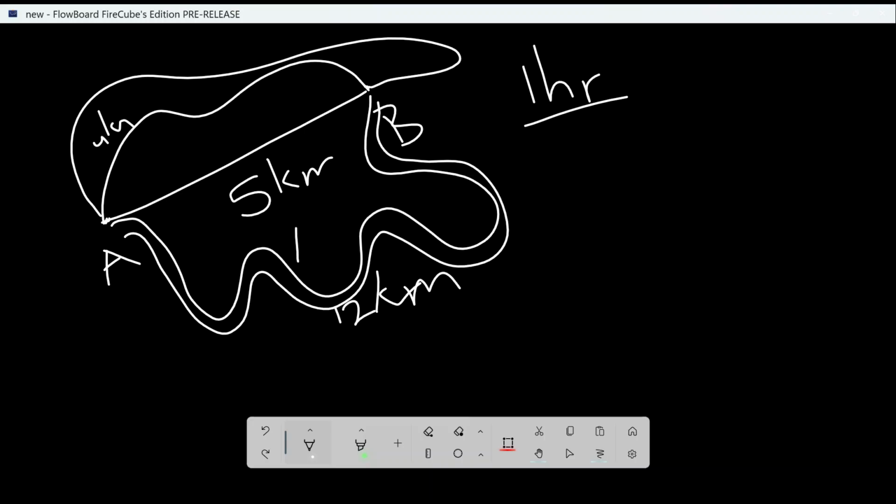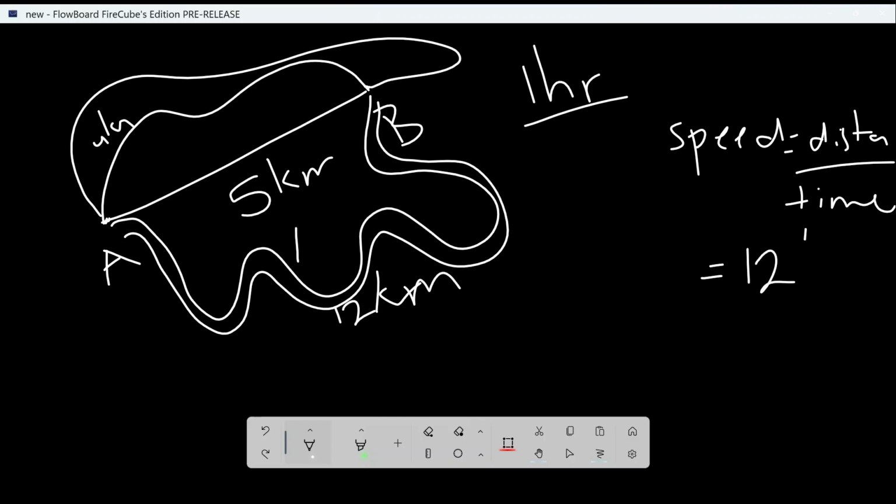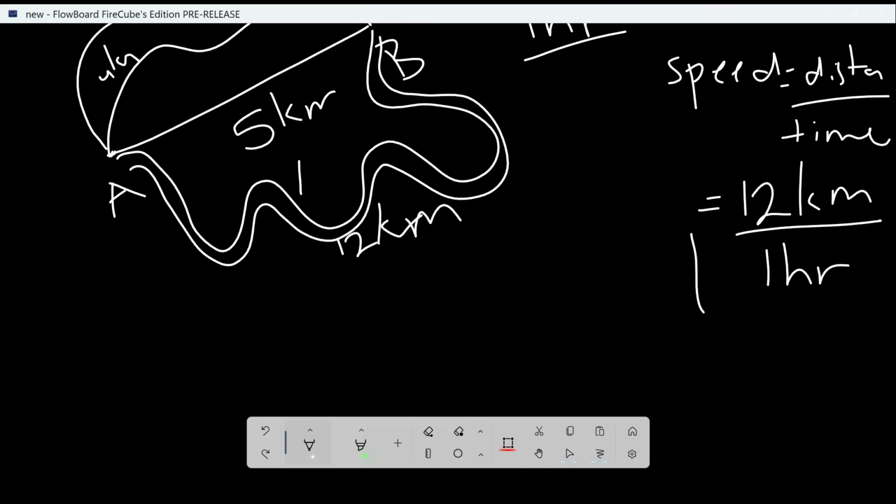So that's why we need to talk about the difference. Speed, as I've already said, measures the distance you've covered over the time. So what's the distance you've covered here? 12 kilometers, in 1 hour. So your speed is 12 kilometers divided by 1 hour, or 12 kilometers per hour. What's your displacement though? Your displacement is just the shortest distance from A to B. That's just 5 kilometers, and it was also covered in 1 hour.